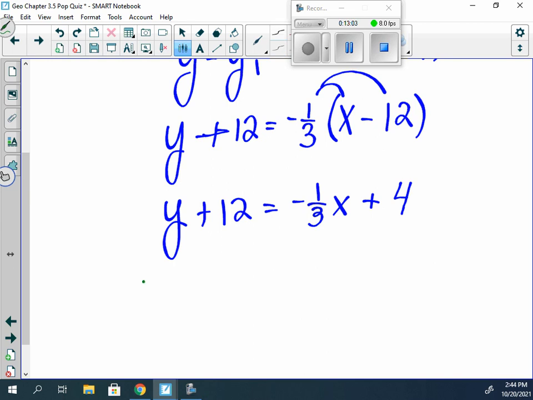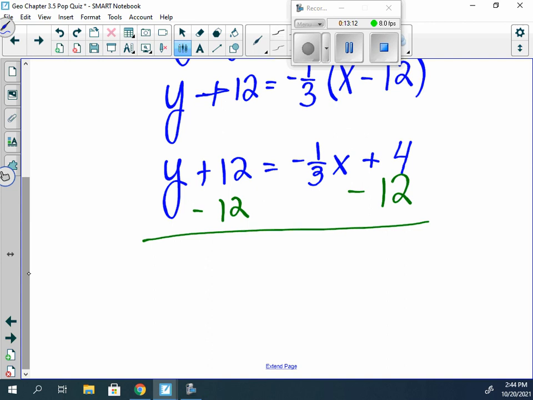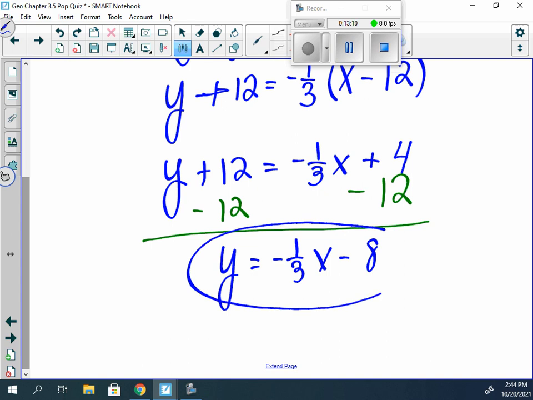And last but not least, we need to subtract 12 from both sides. Wait, you could just subtract 4. What would you subtract? We would subtract the 12 because we want to get y by itself. So we want to move everything over towards x. And that is it here. Any questions on any of this here?